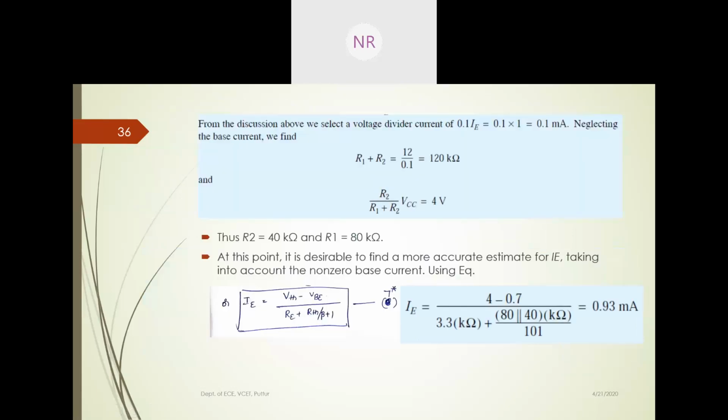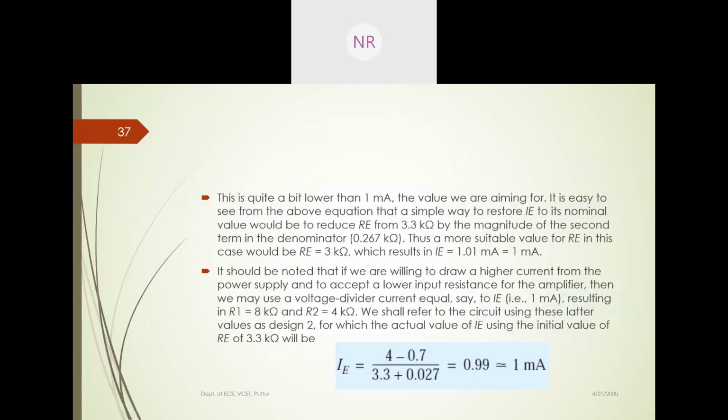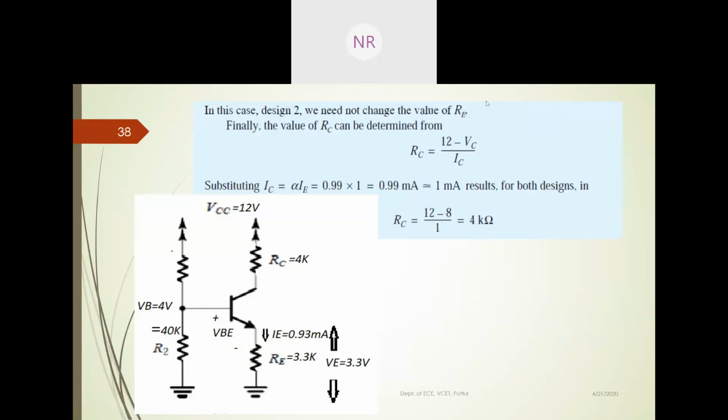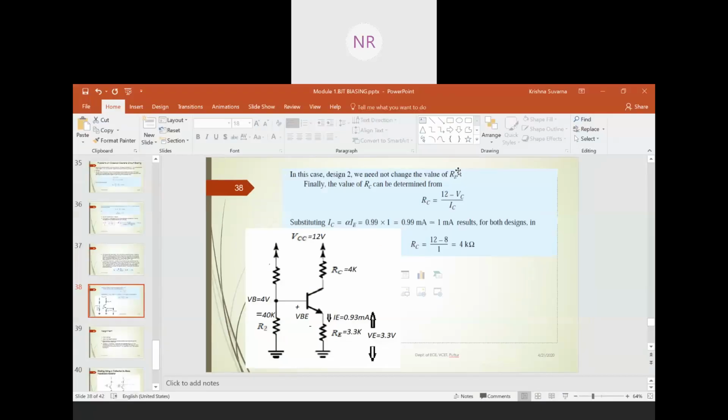Okay. Next, two designs are possible here. Design 1 considers the voltage divider current as 0.1 IE. Then you calculate the value of R1 and R2. So R1 and R2, you will be getting like this. Then you can calculate the IE value. From this, you can calculate the value of RC. Okay, this is the final thing. I hope it is understood. So let us move on to one more.